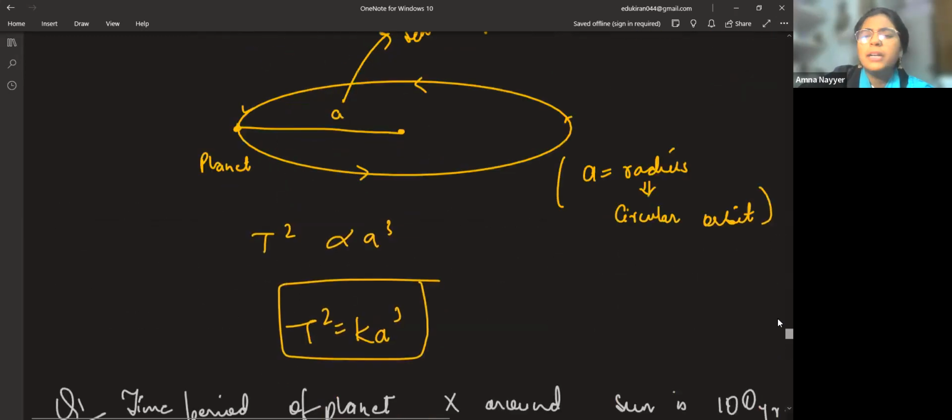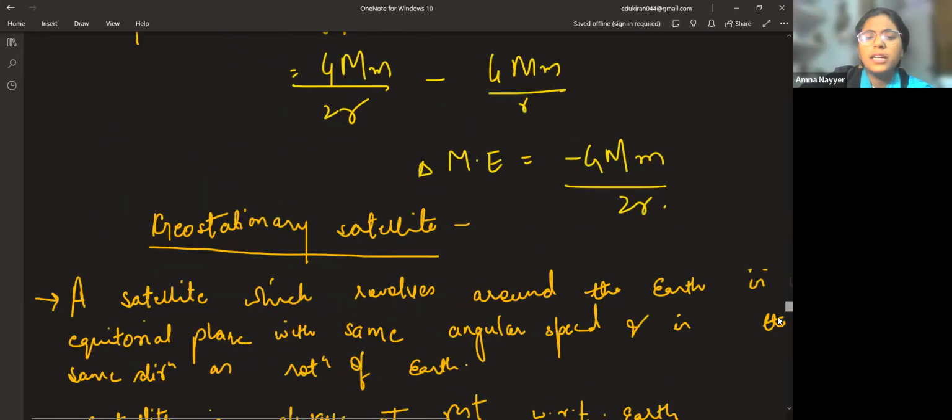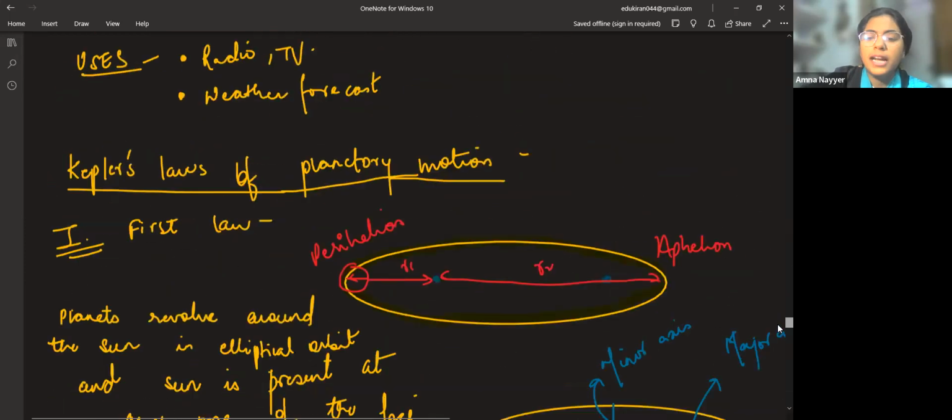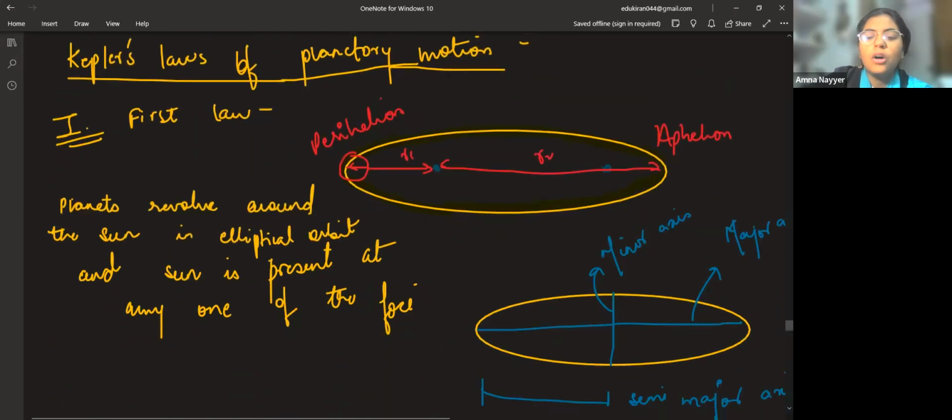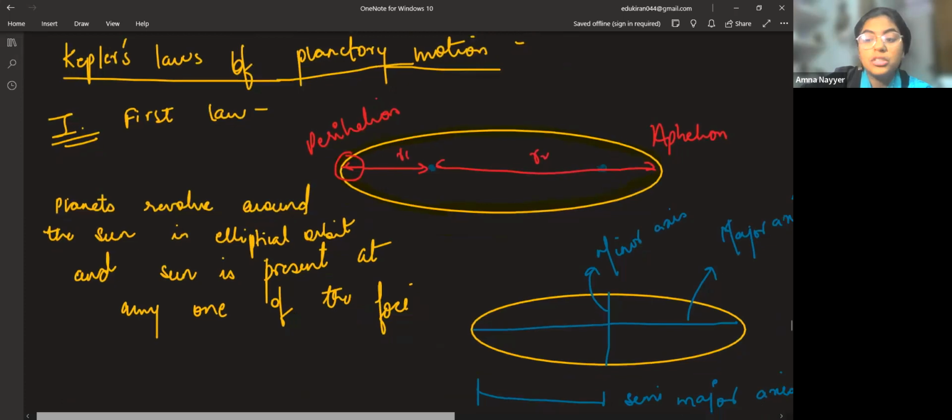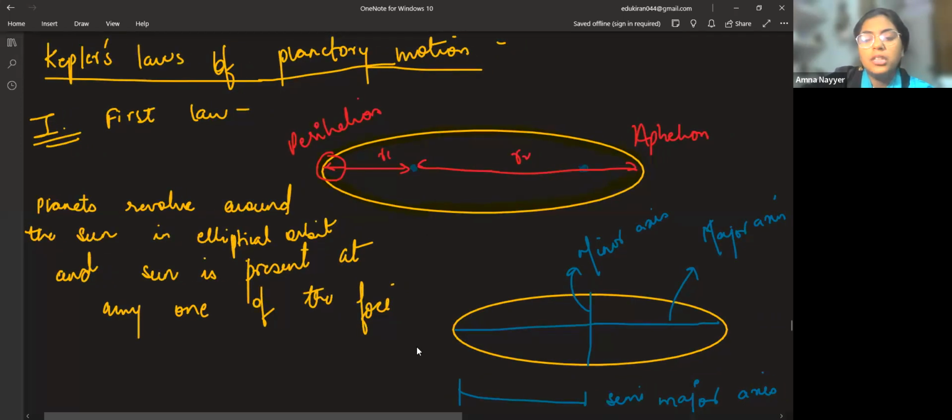But before we jump to the numerical, you should write down all these points. Write a separate heading, Kepler's laws of planetary motion. Three laws are there. Sometimes in your three markers, you just have to state Kepler's laws also. Write it down. I'll discuss it.